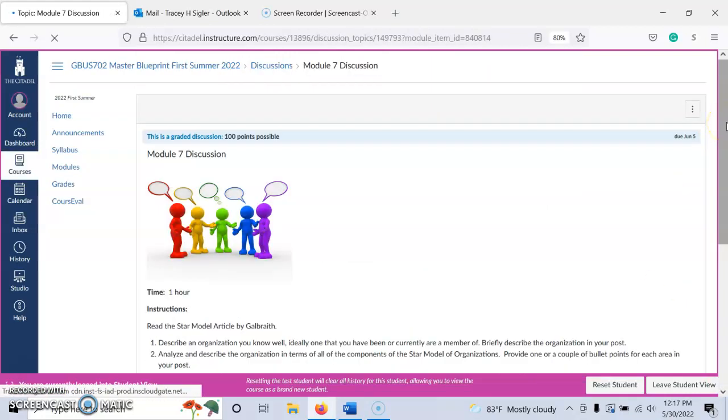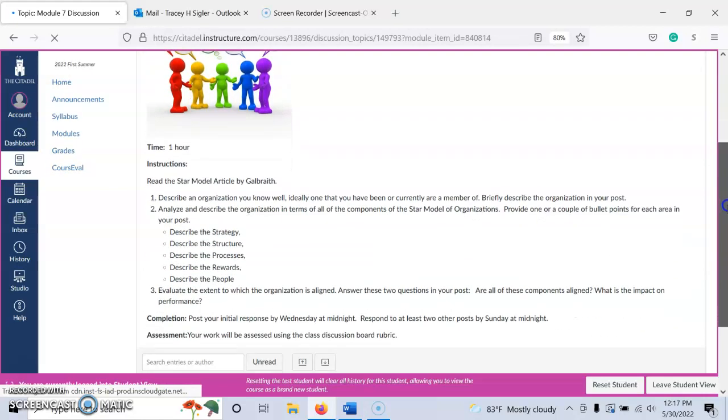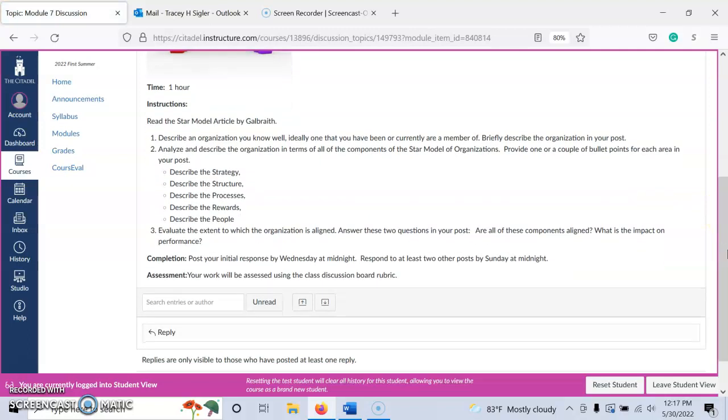Your discussion this week asks you to apply the STAR model of organization design to an organization that you know well, that you've been a member of, or that you can answer all these questions about. So take a look at the reading, then describe the 5 points of the STAR, and, important, at the end, are all of the components aligned? What do you think? And what is the impact on performance?